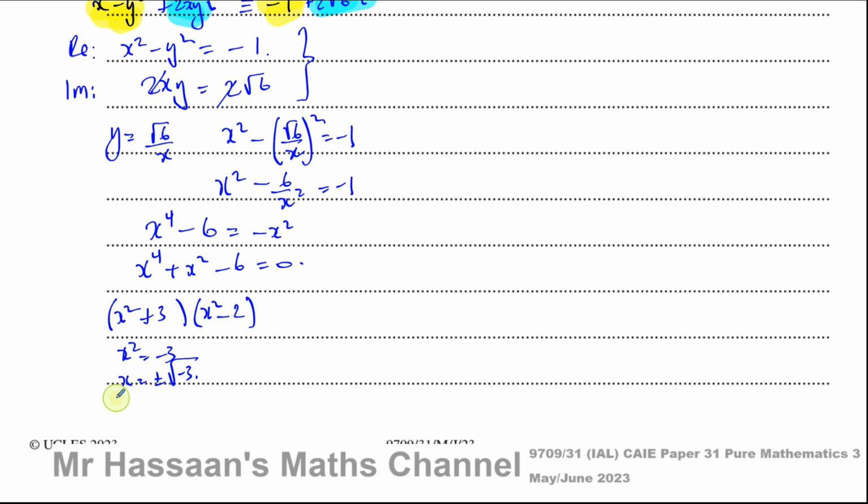Now x must be a real number, so we can't accept this. So x squared is equal to 2. So x is equal to plus or minus the square root of 2. So x is a real number, so that's fine.